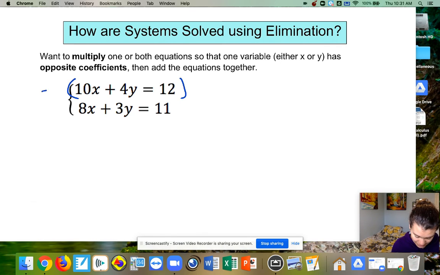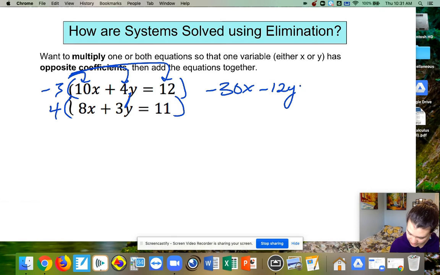So I'm going to multiply this one by negative 3 and this one by positive 4. So like switching these two, and then we'll see if we get the same or what we want. If you don't, you can always go back and try again. So negative 3 times each of these will get negative 30x minus 12y is going to equal negative 36 right there. And then we can distribute the other one through. You're going to get positive 32x plus 12y equals 44.